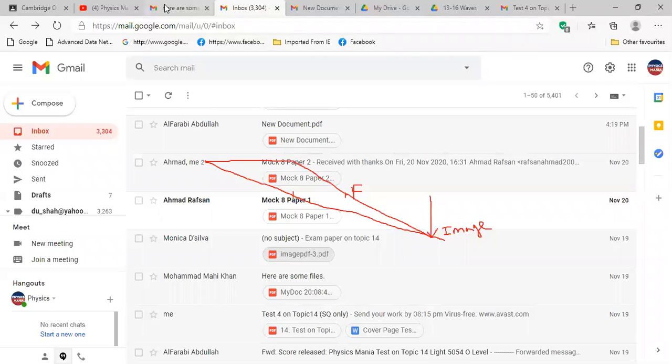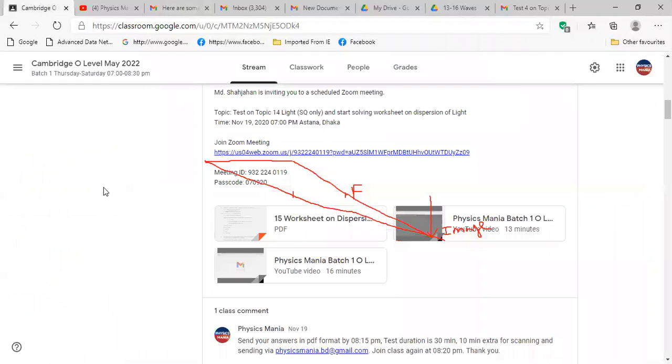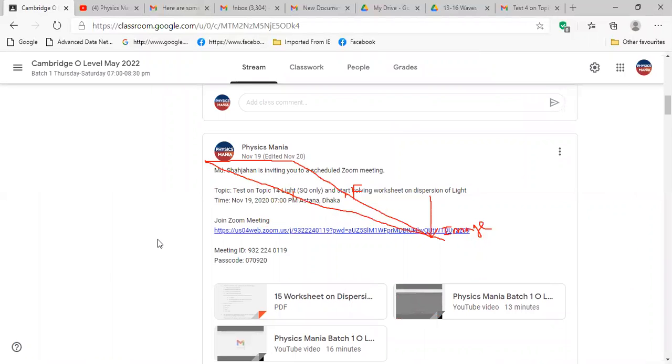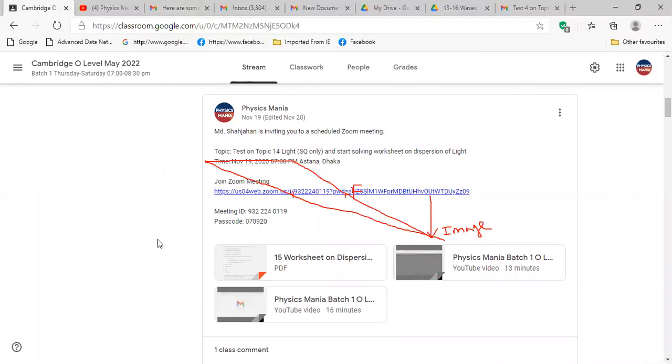Didn't we? No, the worksheet. Okay, let me check. Here you go. Oh, on the 19th I uploaded it. Check. Okay, sir. I gave it that day after class. Okay. So you try as much as possible. Dispersion of light. Okay, that's all right. Anything else?